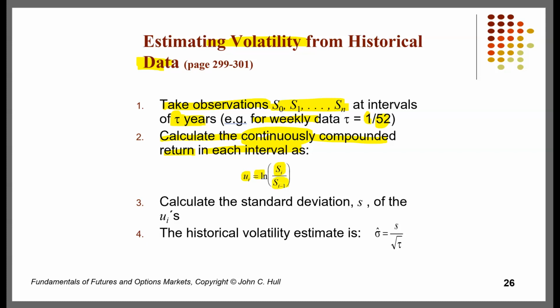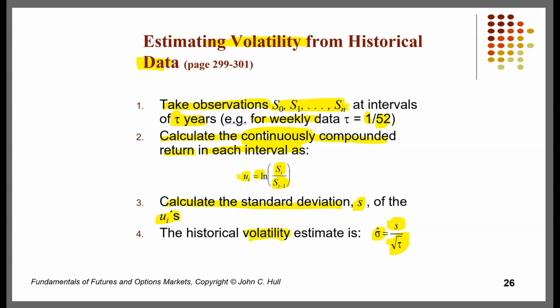So it's going to be ui is the return, and our continuously compounded return is going to be the log of the current price divided by the previous day's price, or the previous week's price in this case, because we're working with weekly data. With the returns, those are the ui's, we're going to calculate the standard deviation of the returns. You know how to do that, and those are going to be your estimates of standard deviation. Now, because you're working with an estimate of historical standard deviation, using essentially a sample, not a population, your standard deviation estimate is going to be whatever standard deviation you obtain divided by the square root of tau. And that's how you would obtain your estimate of standard deviation.